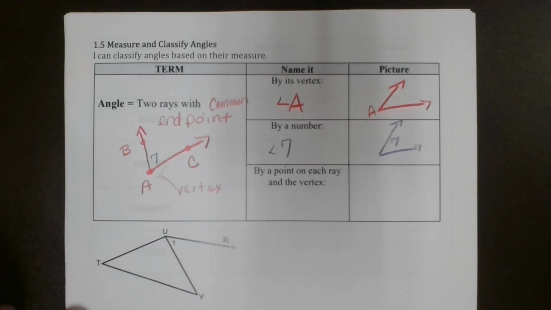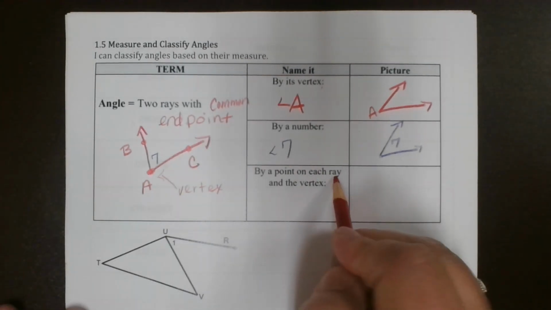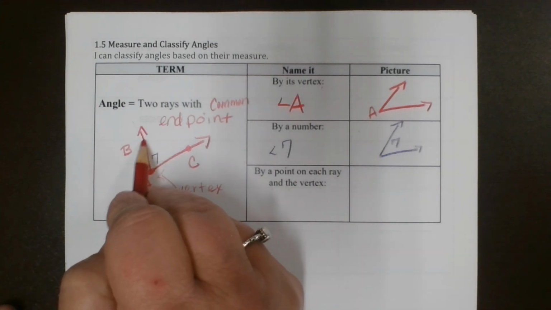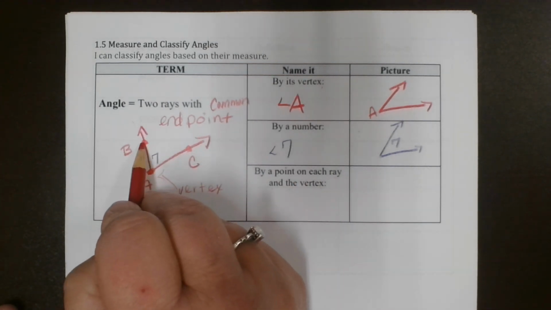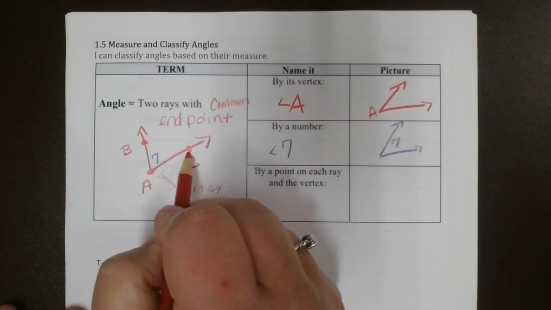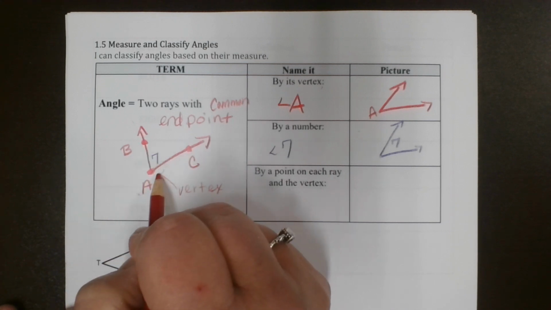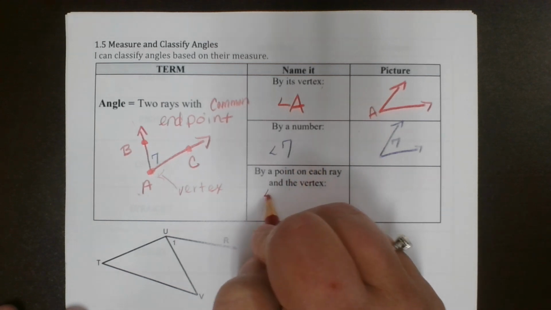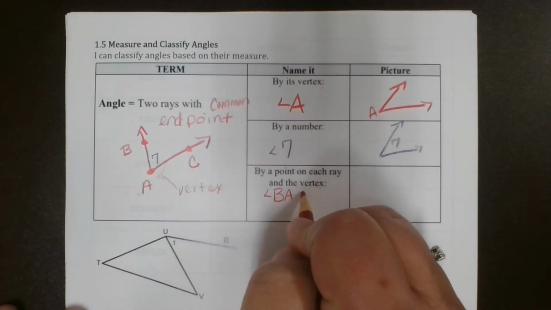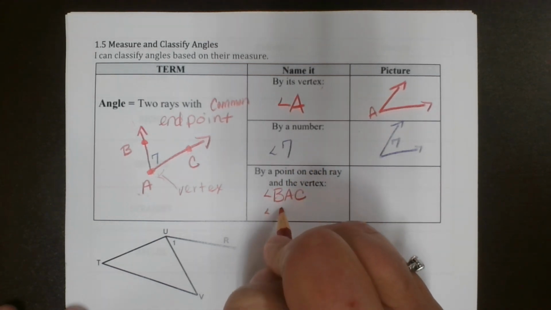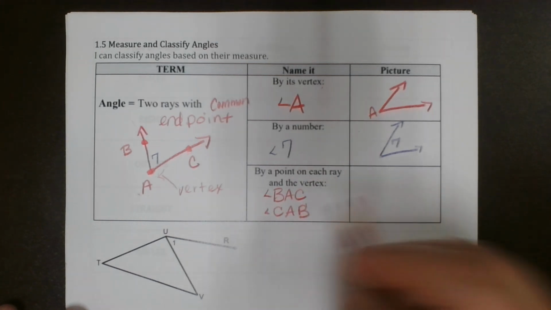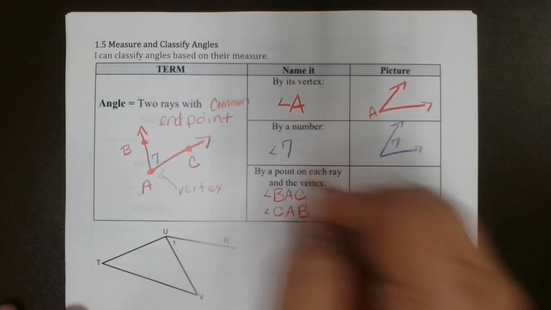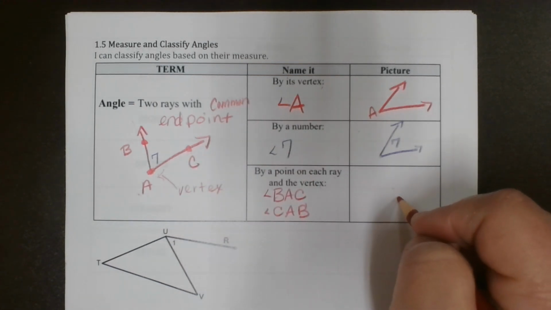So then you can name it by the point on each ray and the vertex. So here's the point on each ray and the vertex. So I start out here. I can call it BAC, or I can call it CAB. And order matters when you're working problems. You have to follow the order that it's named. And there's our pictures over there for this.